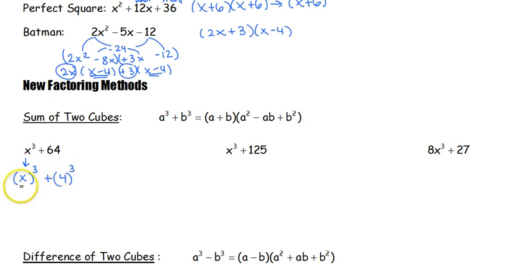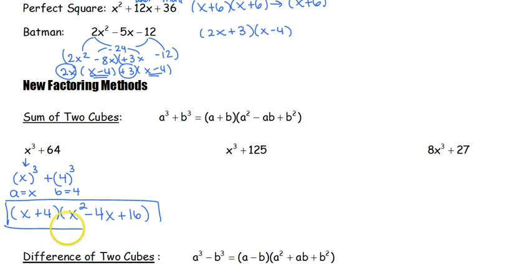So our a value is x, our b value is 4, so keep that in mind. A is x, and b is equal to 4. So when we go to fill our formula in, we've got our a cubed plus b cubed. When I break that apart, it's a plus b, so it's x plus 4, a squared, so that's x squared, minus a times b, which is 4x, plus b squared. 4 squared gives us 16. And that is how we would factor the sum of two cubes.